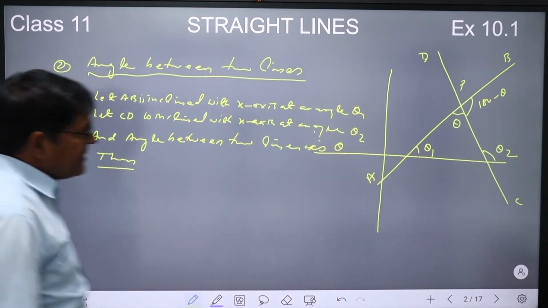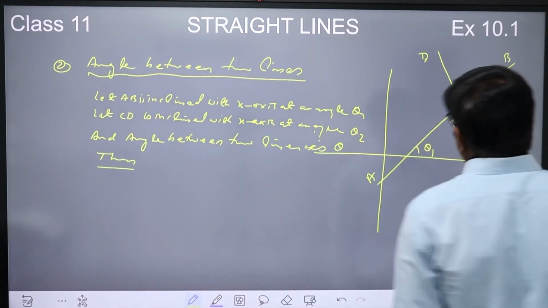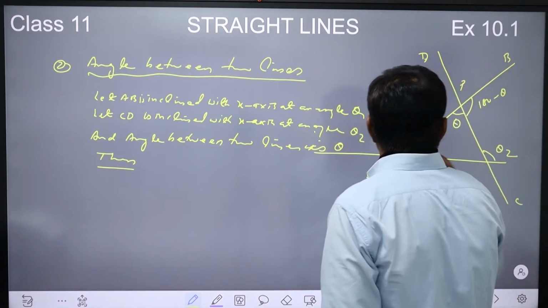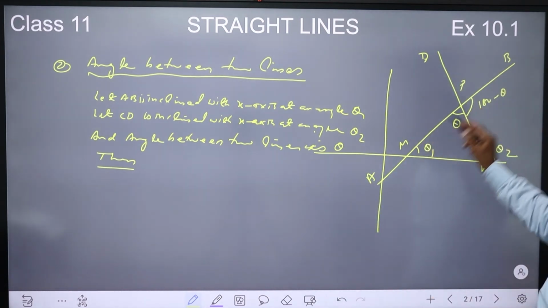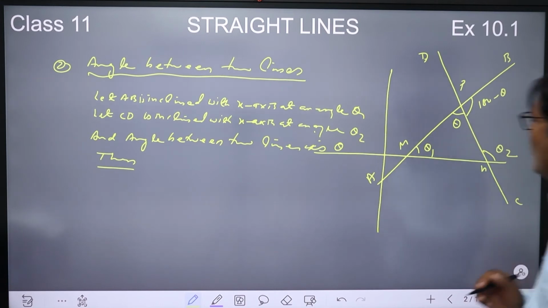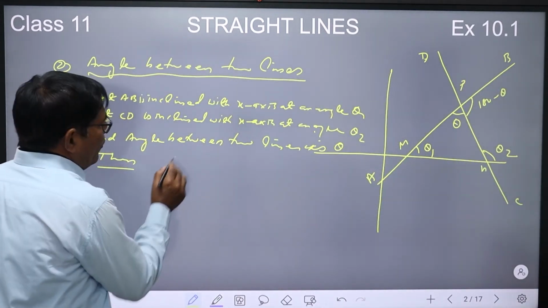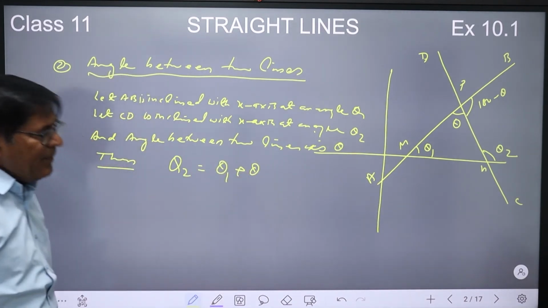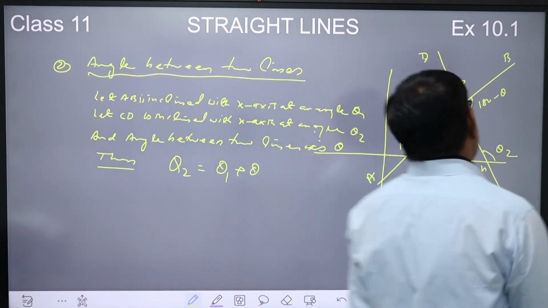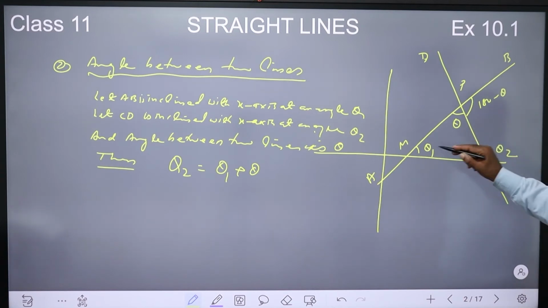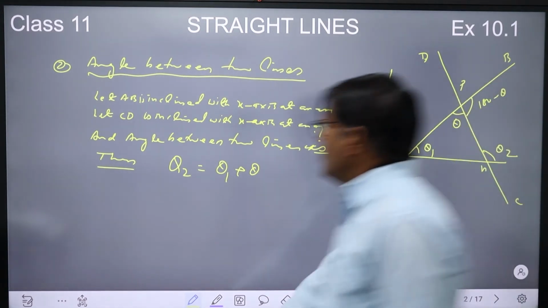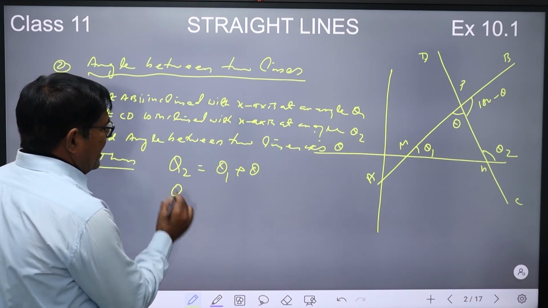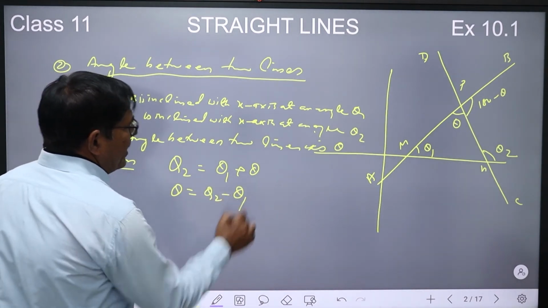Then by the basic concept here, in the triangle, let us suppose this is the point M and this is point N. Then in triangle PMN, theta 2 will be equal to theta 1 plus theta. किसी भी ट्रायंगल का एक्सटीरियर एंगल जो है, that will be always equal to the sum of its two interior opposite angles. So theta 2 will be equal to theta 1 plus theta. Now यहाँ से theta की वैल्यू कैसे निकालेंगे? Theta will be equal to theta 2 minus theta 1.